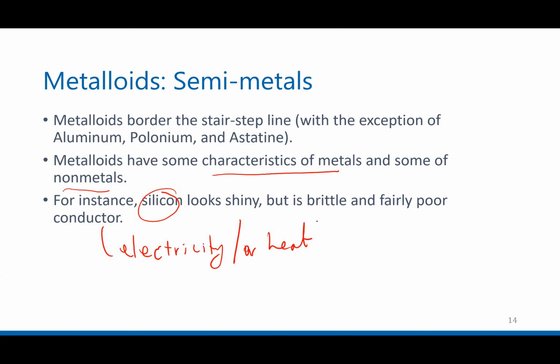Silicon is a chemical right on the staircase. And this chemical is shiny like a metal, but it's brittle like a non-metal, and it's a fairly poor conductor of electricity or heat. And there's something really, really important about that.